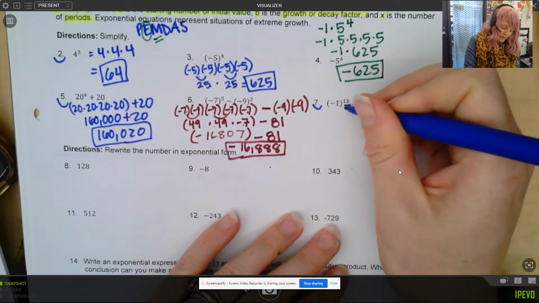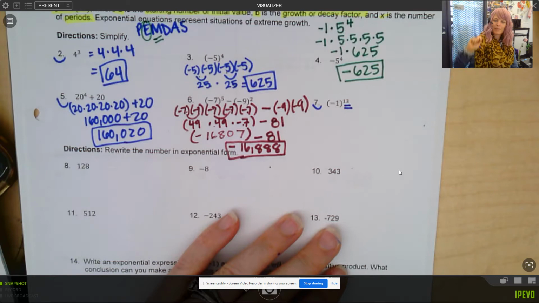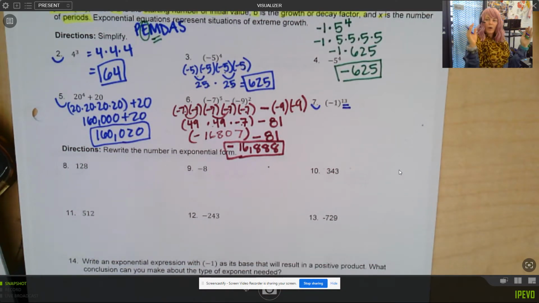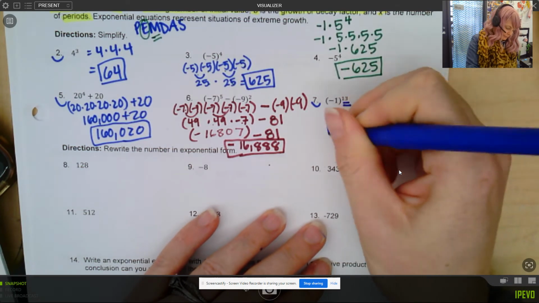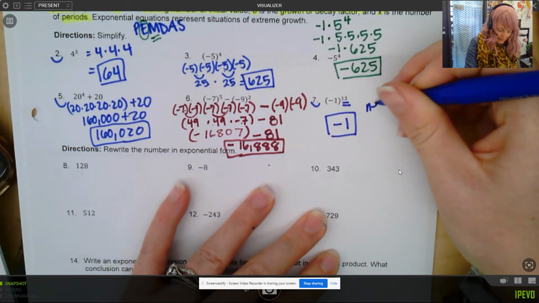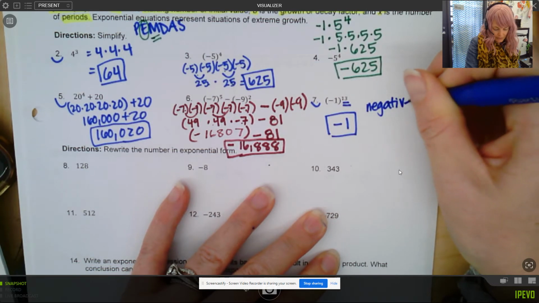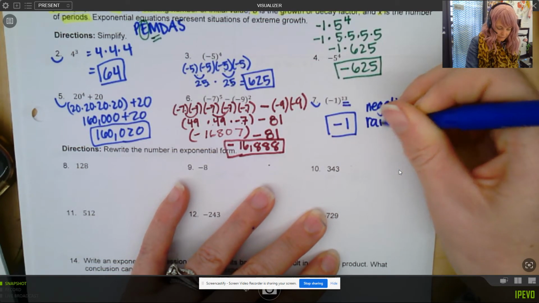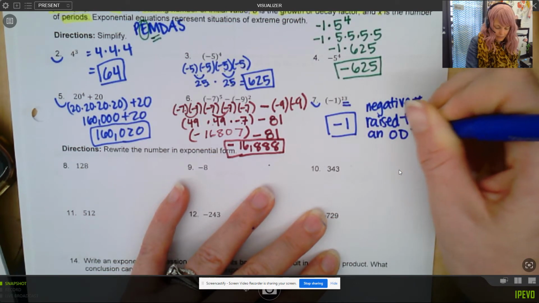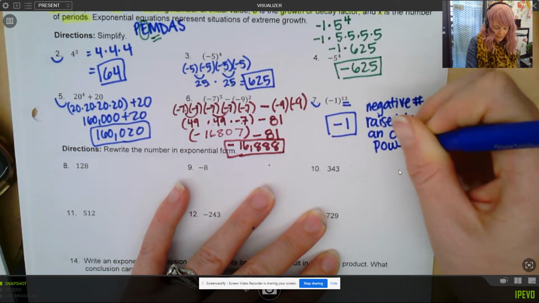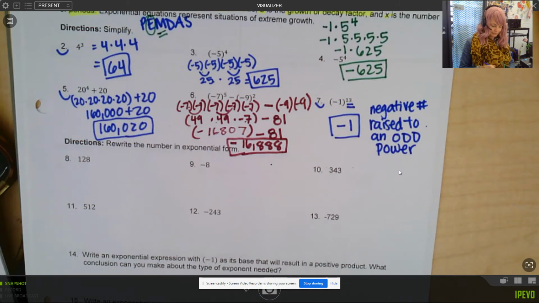And 1 times -1 is -1. So here, because we are raising -1 to the 13th power, we're going to have 12 negative ones that pair up and all make positive. And we're going to have that one last -1 who doesn't pair up with anyone, and that's so sad. So we're going to end up with just -1, because it's a negative number raised to an odd power. So that's how we know that it's going to be negative.